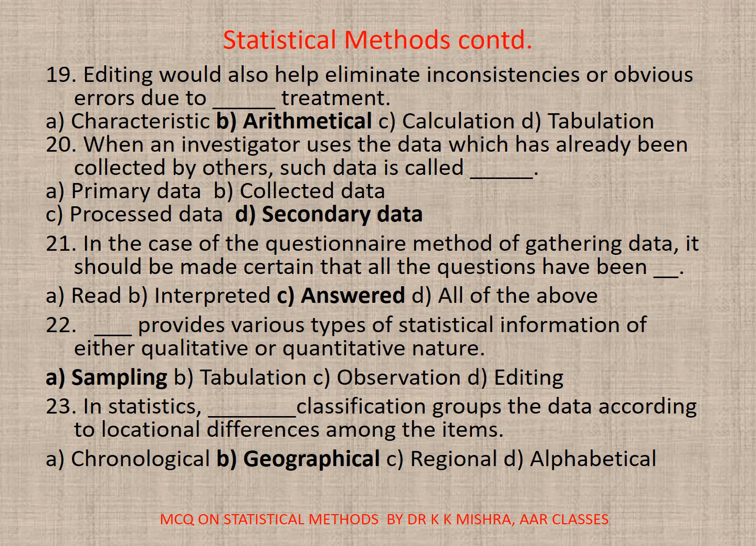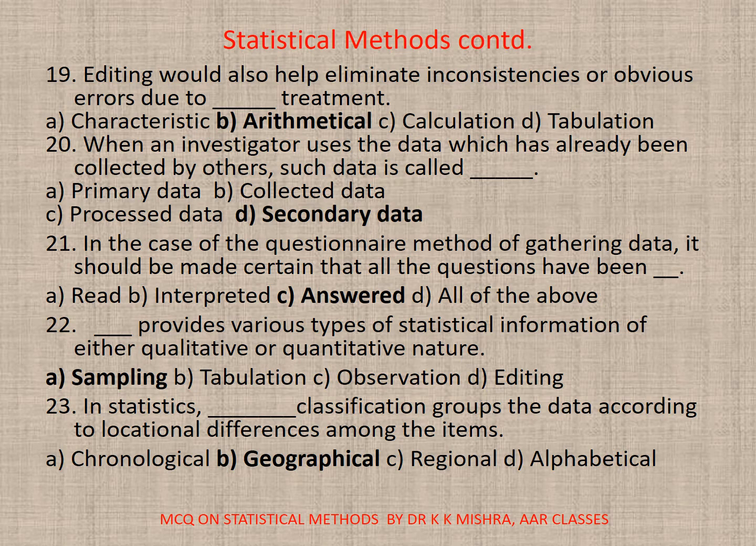21. In the case of the questionnaire method of gathering data, it should be made certain that all the questions have been dash. A. Read, B. Interpreted, C. Answered, D. All of the above. Correct option is C.